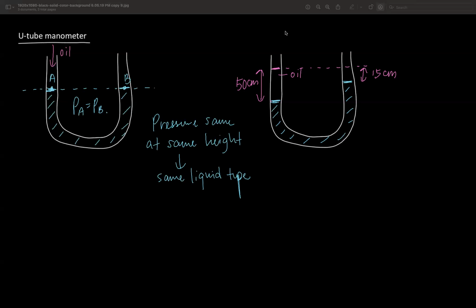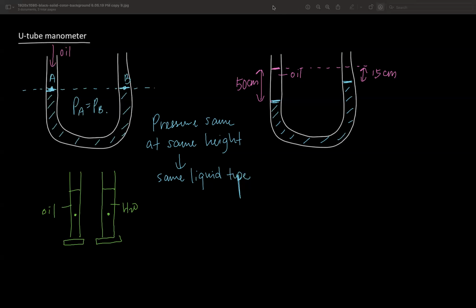That means if I take this point here, point C, and this point here, point A, they do not necessarily have the same pressure, because at point A is water, and at point C is oil. It's like when I take two measuring cylinders and I fill one with water, one with oil. At the same height, the pressure is going to be different. So this rule applies for the same liquid.